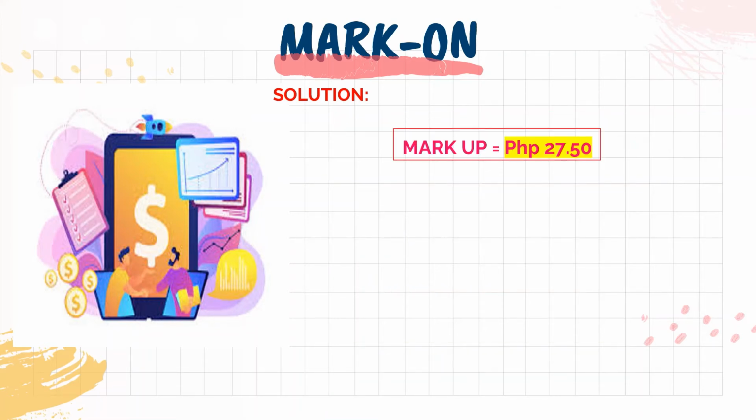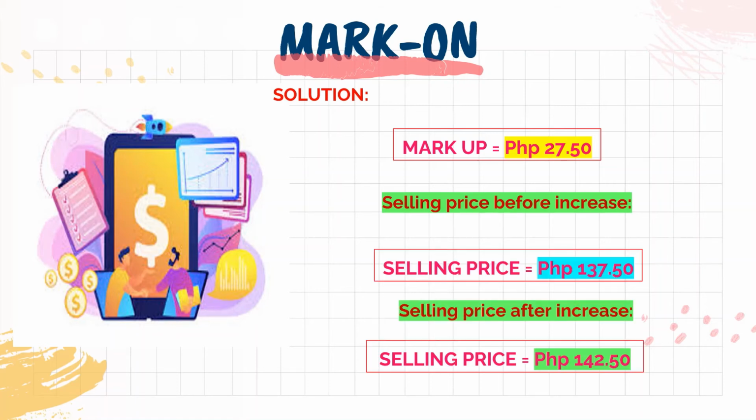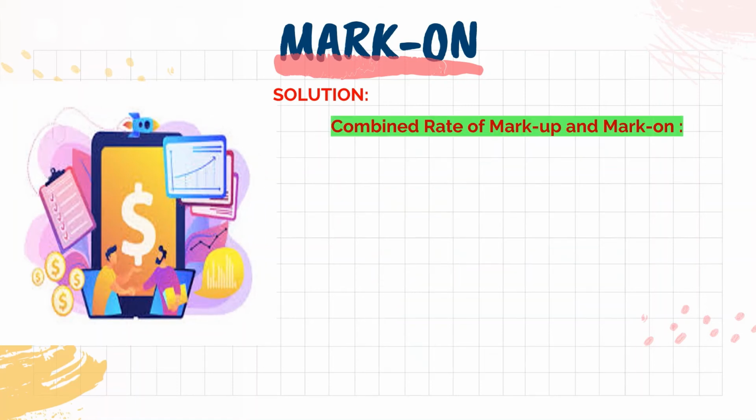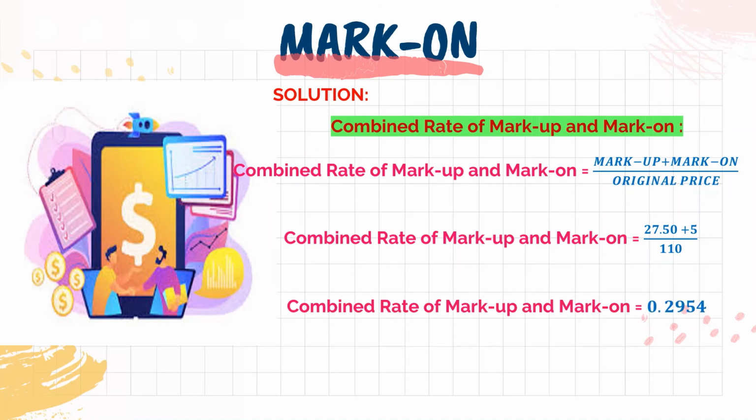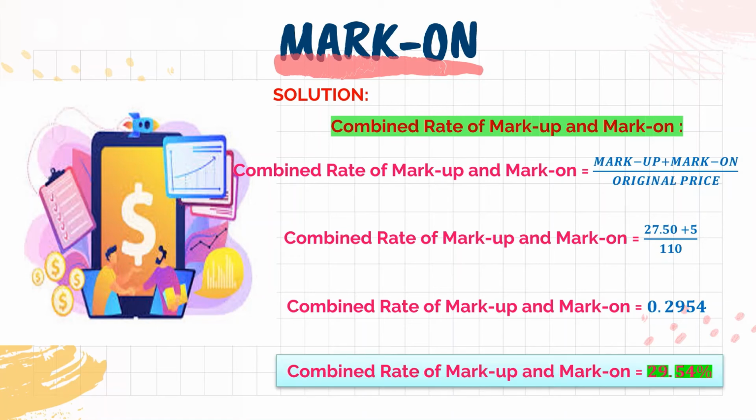Next, the combined rate of markup and mark-on. Combined is equal to markup plus mark-on divided by original price. So, ito ay para malaman natin kung ilang percent ba yung nangyari pag pinagsama natin yung markup at mark-on. 27.50 plus 5 pesos divided by 110, the original price. So, the answer is 0.2954. We'll convert it into percent, that will be 29.54%.